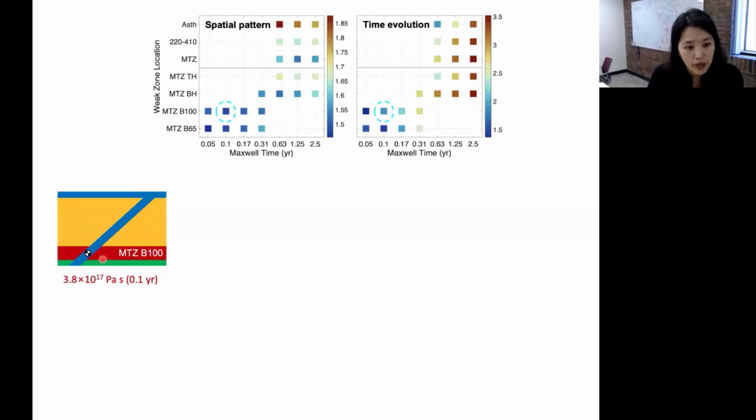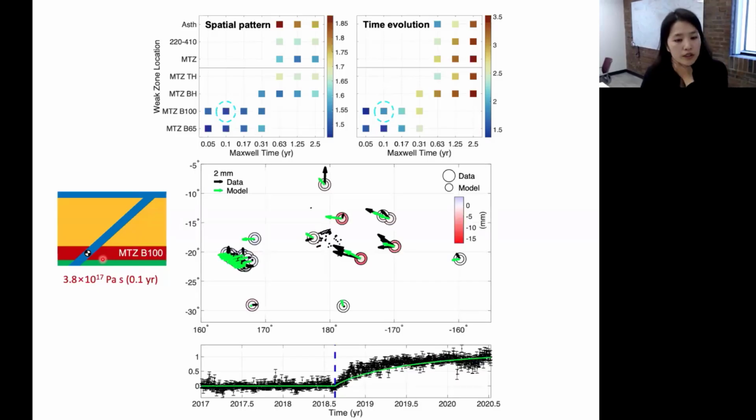If we make comparison with the observation, one-on-one comparison with this model, this is what it looks like. So the larger circle here and the black arrows are the data that I already showed you, and the green arrows and also smaller circles you see here are from the model. So they're actually fitting the data pretty well, with also capturing the time evolution pretty well. So that's the fit to the data.